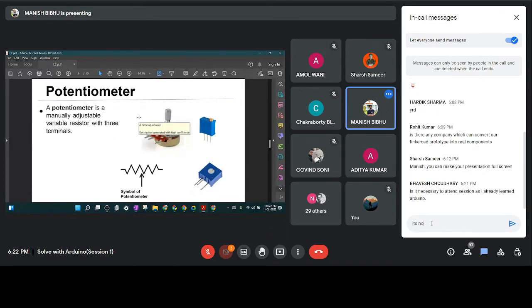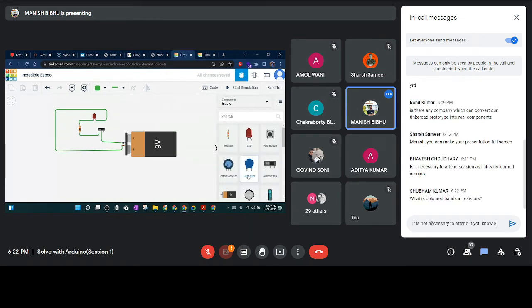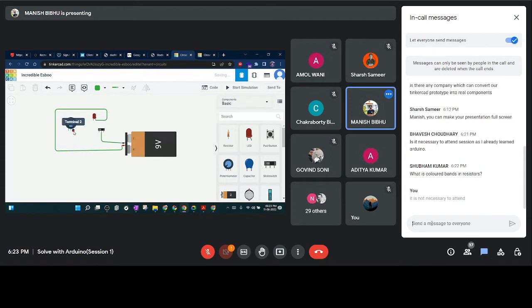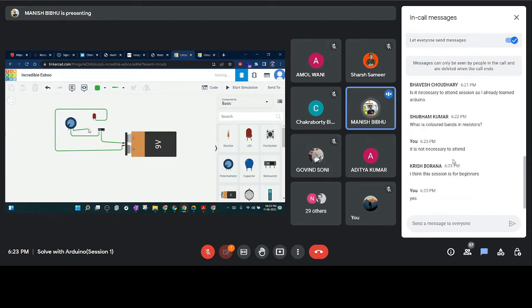Now the potentiometer. A potentiometer is also like a resistor, but we can control its resistance with its knob by rotating it. We can control the resistance values. So here is the potentiometer. We will connect the middle terminal to the supply, and we can connect any other terminal to the LED.